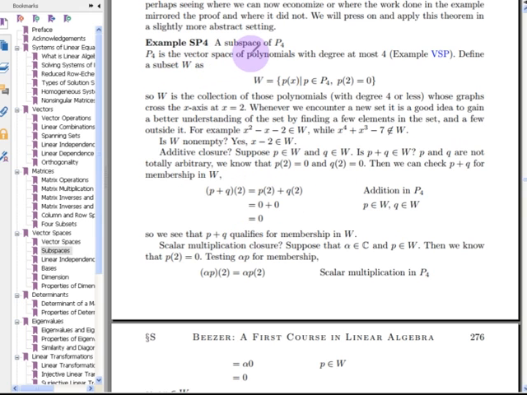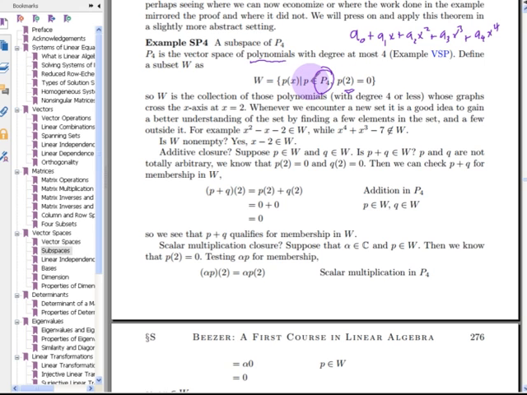Okay. Now, here's an example. We can work out this example of a vector space that's unusual, that we're not used to. Consider the set of polynomials with degree at most 4. So these are polynomials of the form a0 plus a1x plus a2x squared plus a3x cubed plus a4x to the 4. So we're looking at objects that have this form. And we're going to define a subset as the set of polynomials, fourth degree polynomials, that have 2 as a root.